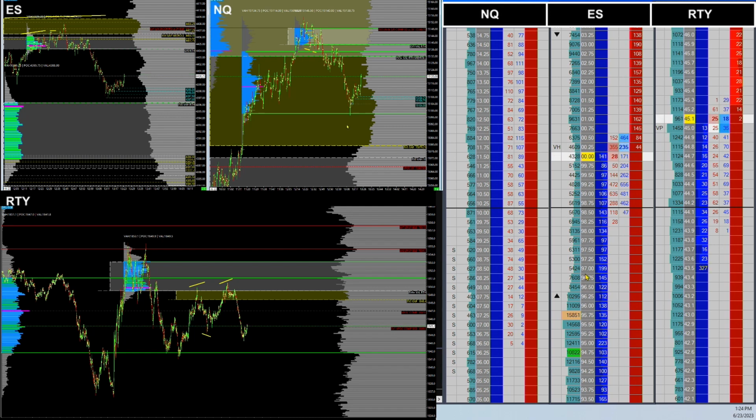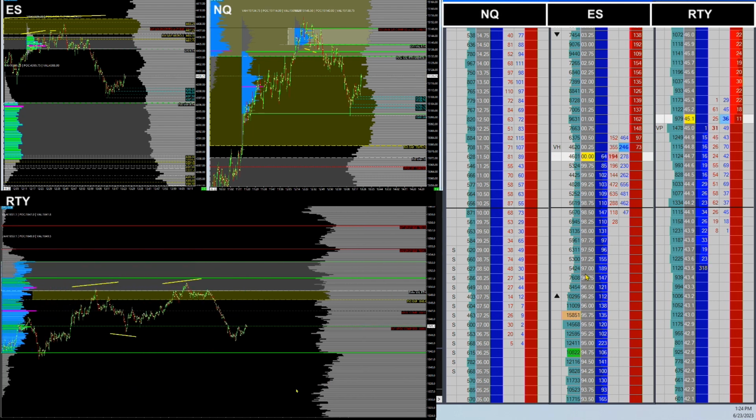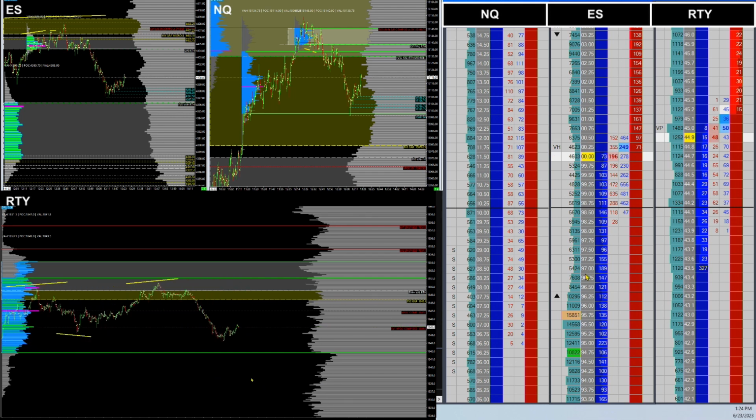I like the channel after the fact, trading through it. Most of my trades are really after the fact. I need some drama. And all three markets are putting in these little channel areas, to be honest with you here. It's not very clean on Russell.